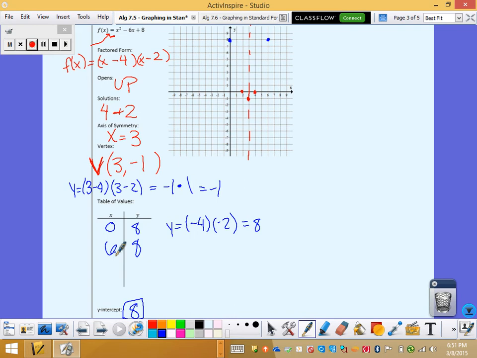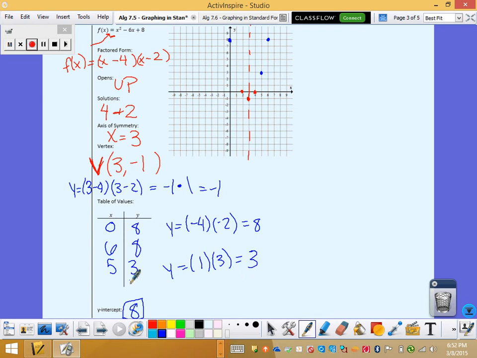All right, and I'd like you to graph at least 7 points if we can. So let's go ahead and find a point at x equals 5. When x is 5, we're going to have 5 minus 4, which is 1, times 5 minus 2, which is 3. And I'll get 3, y-coordinate 3. So go ahead and graph (5, 3).